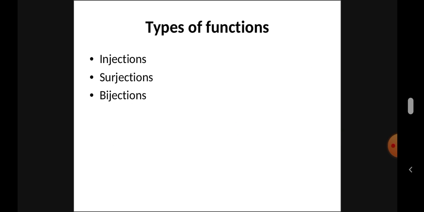Then we will discuss the different types of functions. There are mainly 3 types: injection, surjection and bijection. I have already discussed this in the previous class. We will go through this once again. And the first one is injection.